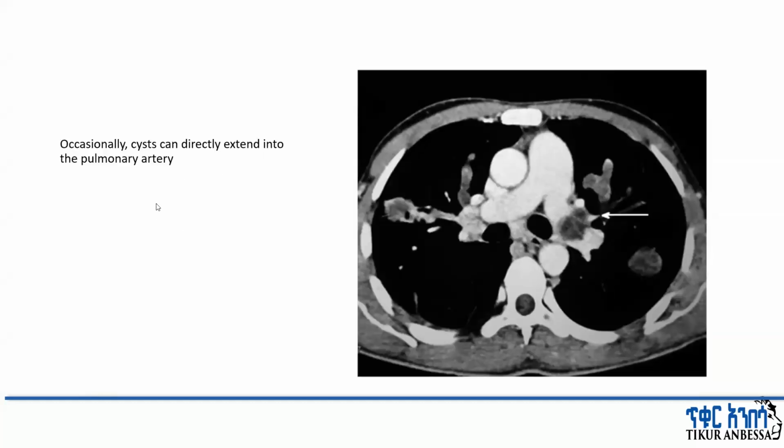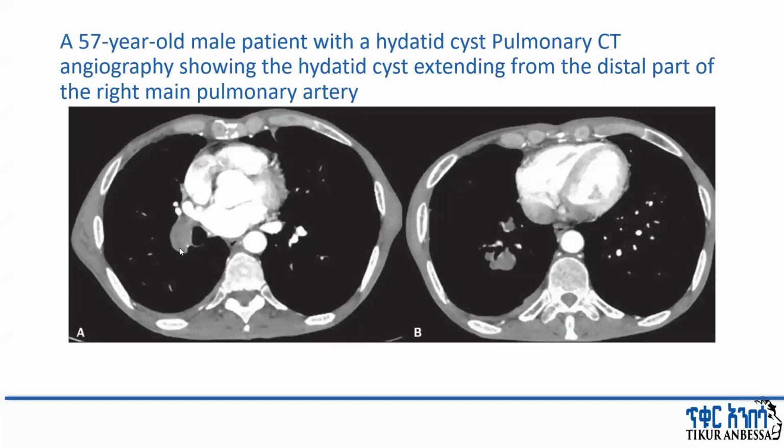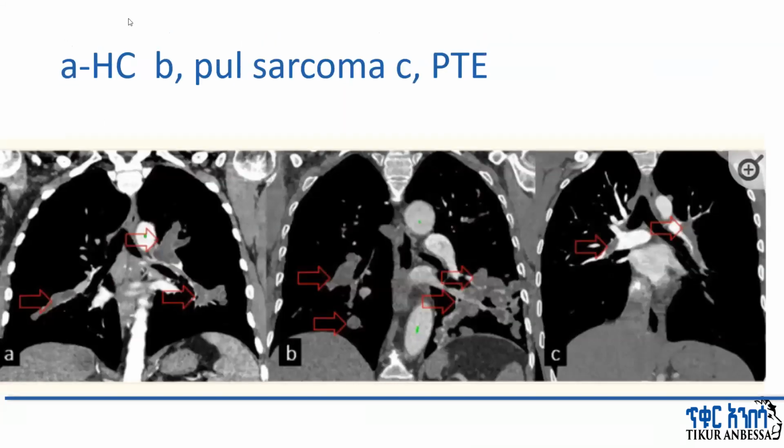Here I want to show you that an occasional cyst can directly extend into the pulmonary artery. You can see the main left pulmonary artery has a hypodense mass with a membrane, and an associated extension to a pulmonary artery branch. Here also is extension of hydatid membrane to the right descending pulmonary artery. He has a lung hydatid cyst too. Here you can also see extensive involvement of hydatid cyst, the wall of the cyst, the membrane.